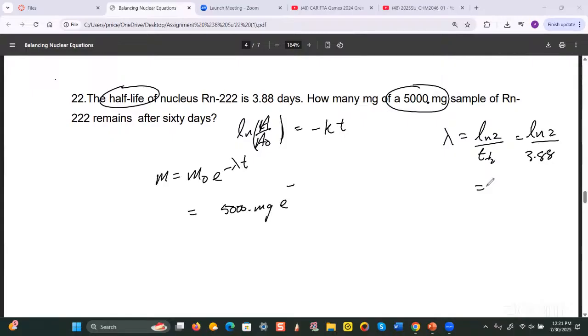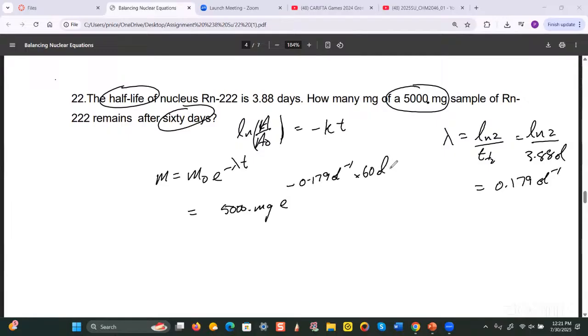Natural log of 2 divided by 3.88. And according to my calculations, I got 0.179. Please correct me if I'm wrong. 0.179 days to the minus 1, all right? So that lambda will go here, 0.179 days to the minus 1, and then I'll multiply that by the time, 60 days.